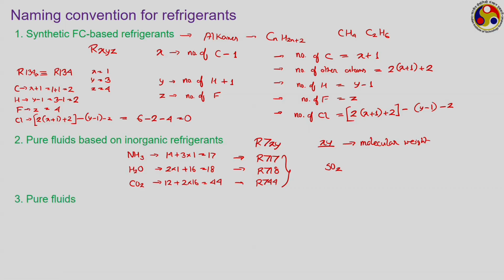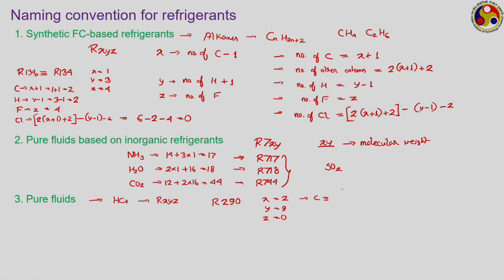Third is the pure fluids. Pure fluids generally refers to hydrocarbons. The previous one was pure fluids based on inorganic refrigerants, whereas here we are talking about pure fluids based on organic refrigerants like the hydrocarbons. Here the naming convention is very similar to the synthetic FC based refrigerants, that is, we follow the XYZ convention, similar to the number 1. Let us take the example of R290. In this case we have x equal to 2, y equal to 9, z equal to 0. They generally do not have fluorine present, so z will always be equal to 0.